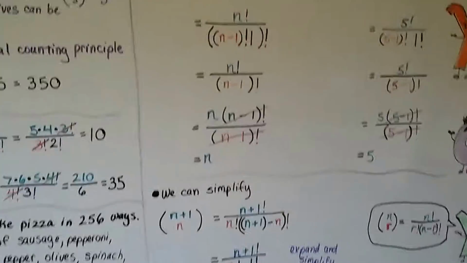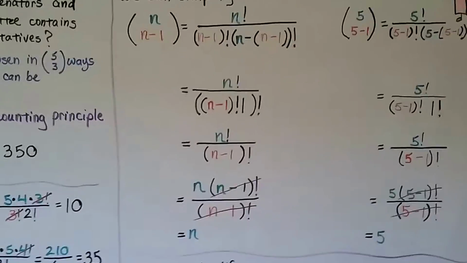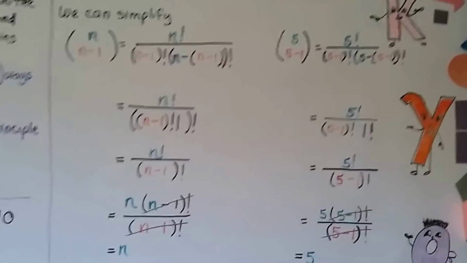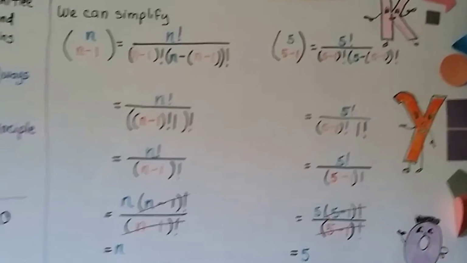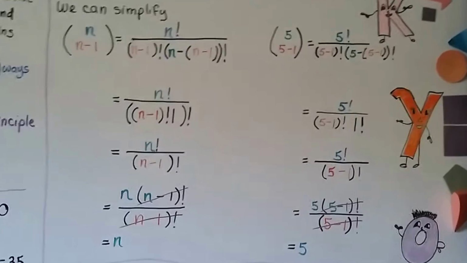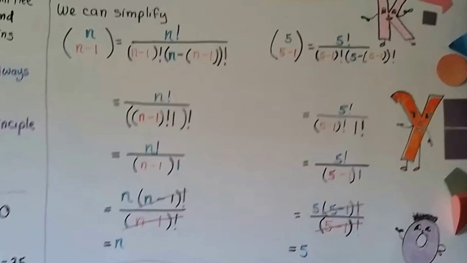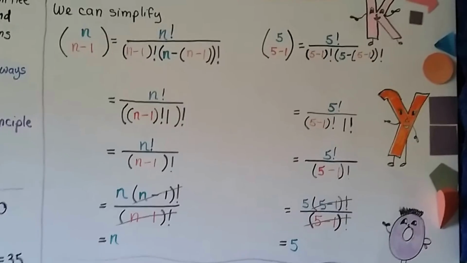Let's do a couple simplifying problems. Now, this one is n choose n minus 1, but I also wrote it with a 5 in it, in case you become confused, you can follow how I did what I did, okay?